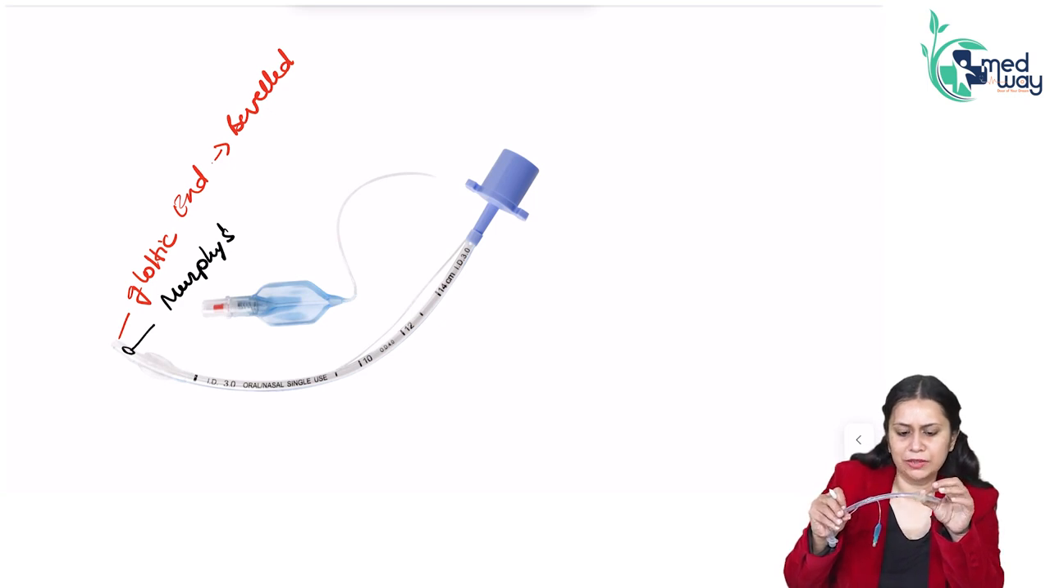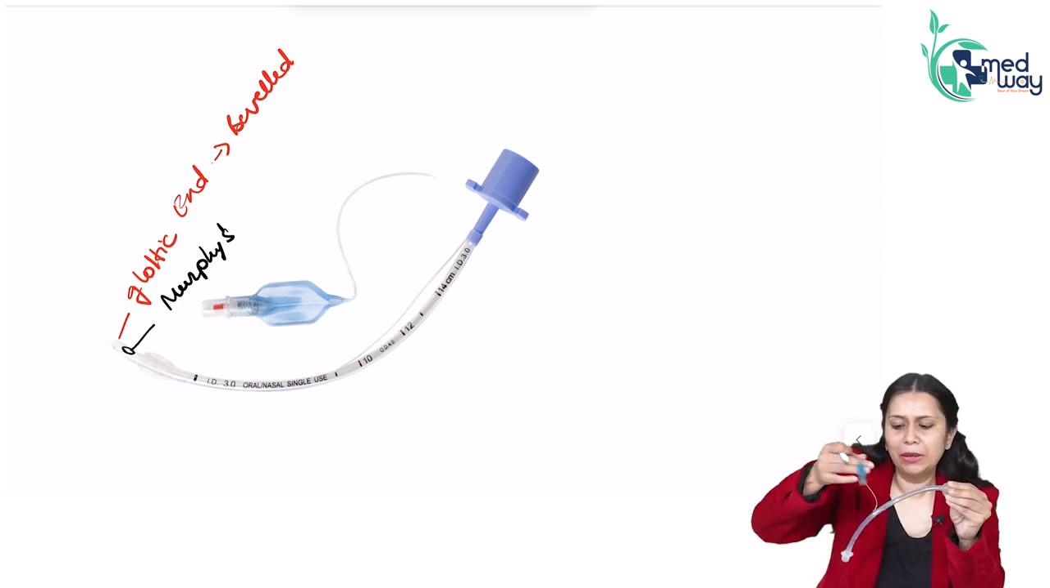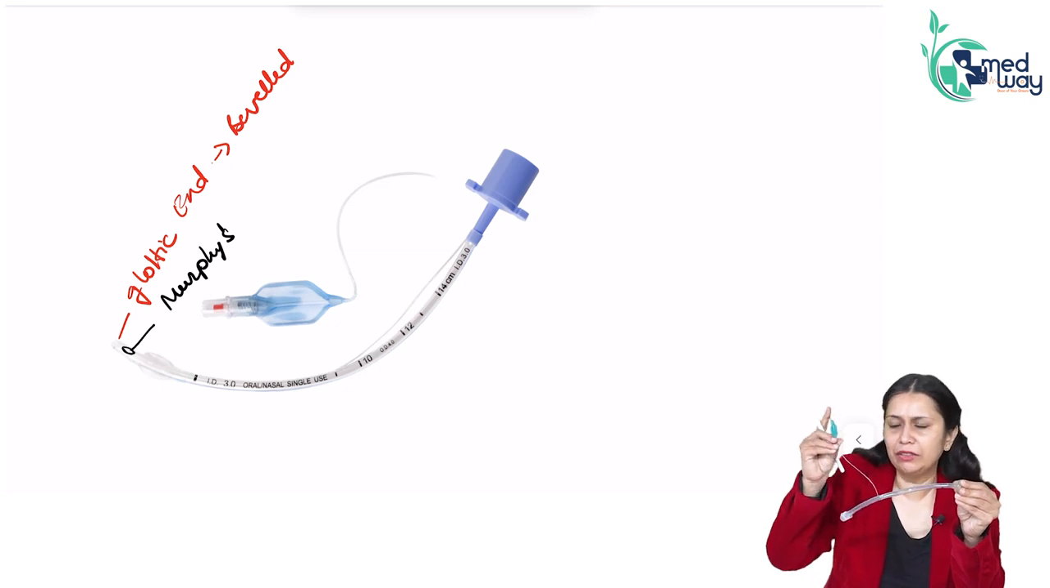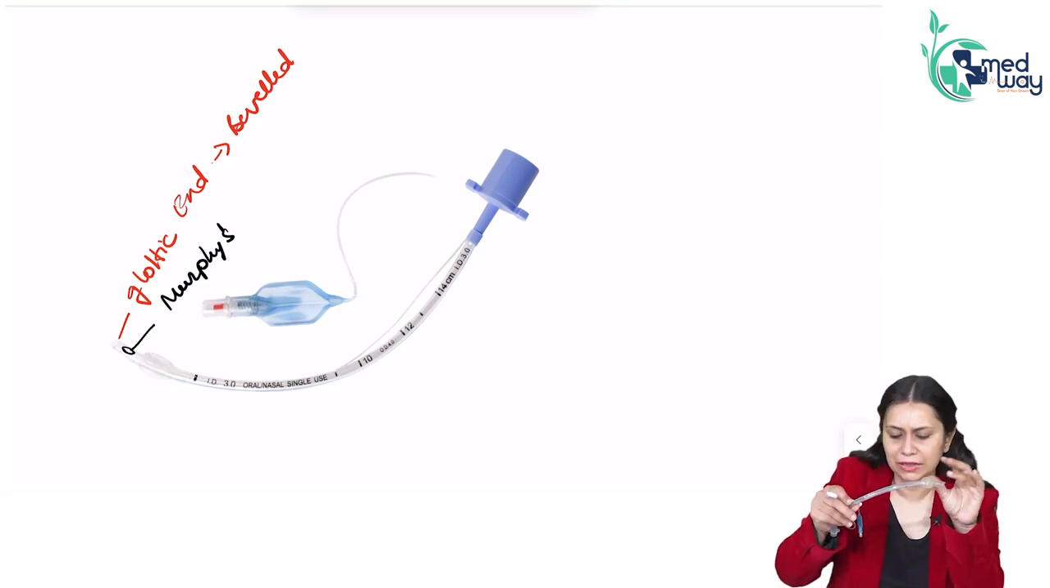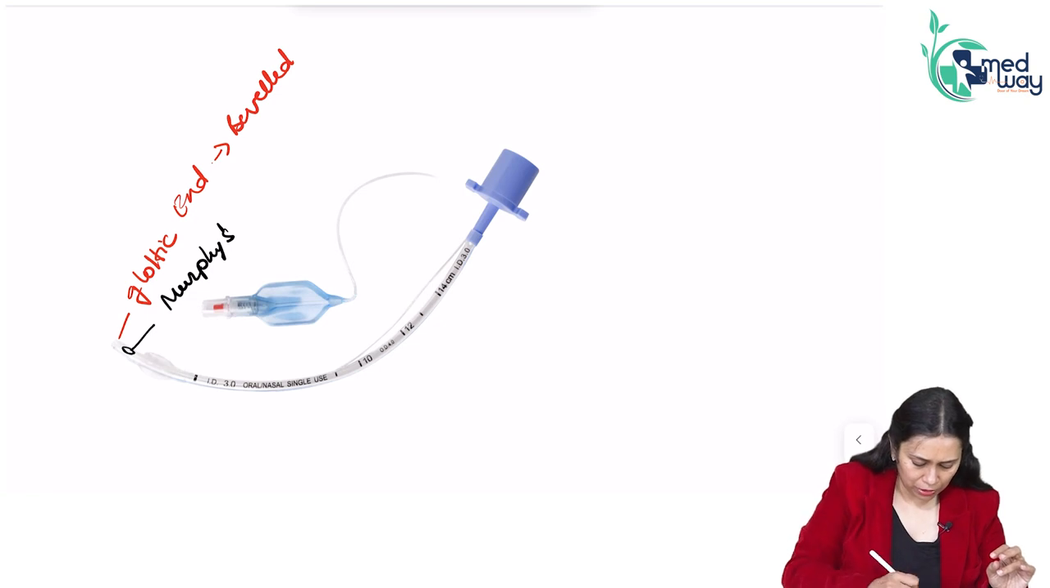After that we have the cuff, right? Cuff in the endotracheal tube. You can see this cuff with a pilot balloon system to inflate it. We inflate the cuff by filling air through this pilot balloon system, and this gets inflated and forms a seal in the trachea. So we'll talk about this cuff, okay?